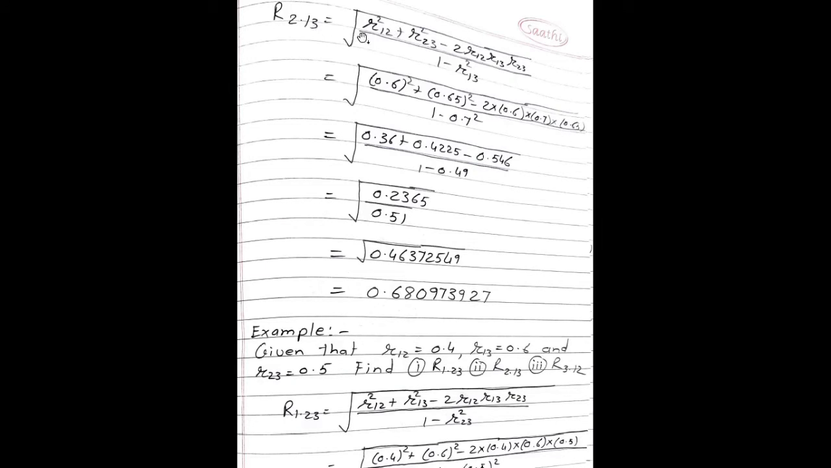The formula is R square 12 plus R square 23 minus 2 into R12 into R13 into R23 divided by 1 minus R square 13.